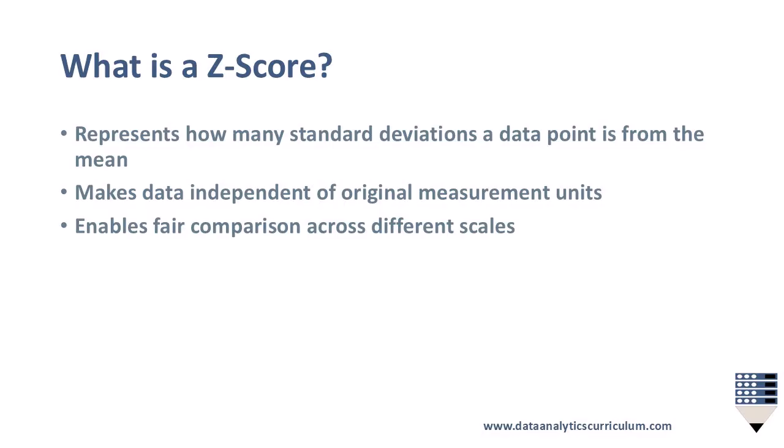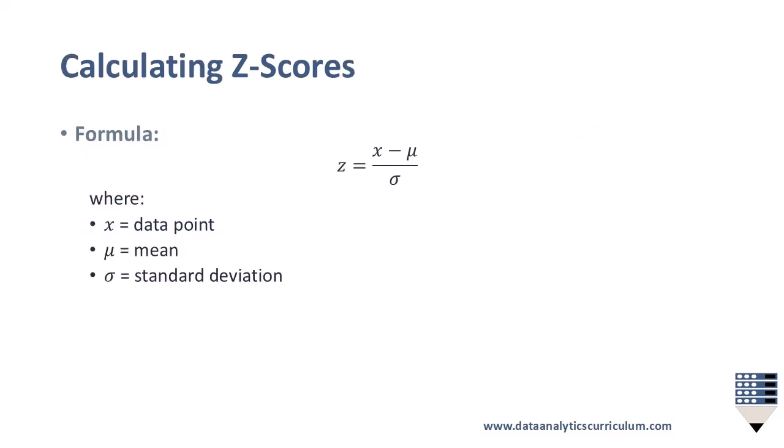What is a Z-score? A Z-score tells you how many standard deviations a data point is from the mean. It makes data independent of its original measurement units. For example, if you have height measured in inches and weight measured in pounds, Z-scores let you compare them on the same relative scale. This helps you understand which values are unusually high or low, regardless of their original scale.